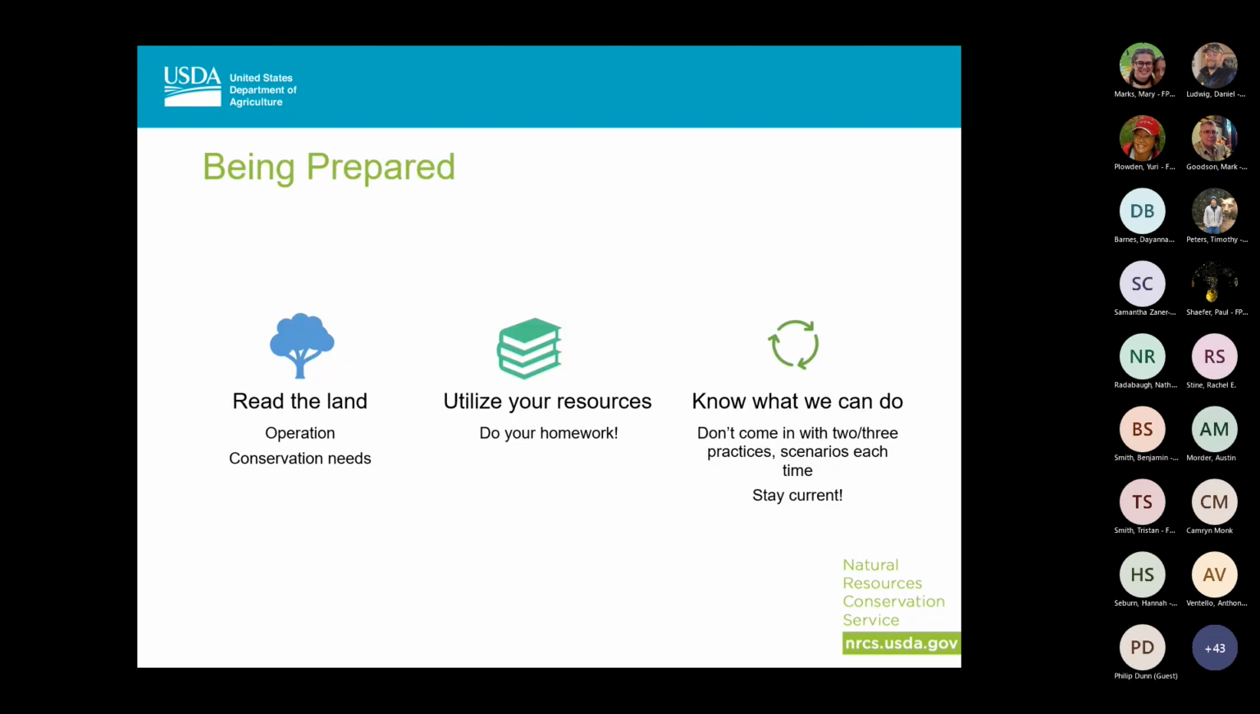So being prepared. First of all, reading the land, understanding the operation and assessing the conservation needs and resource concerns. This will get easier the more experience you have and the more you get to understand operations in general and landowners. But really seeing what you can see with your senses as soon as you get there. And then utilizing your resources, doing your homework, making sure you come prepared, bring any maps you need. Make sure you understand as much of the operation as you can before you get there.